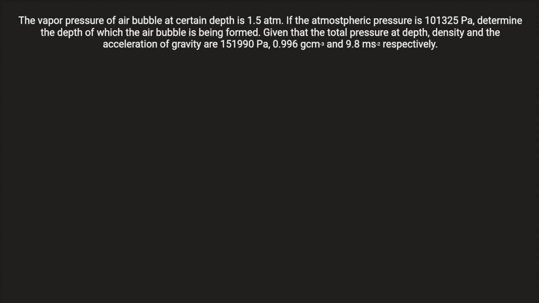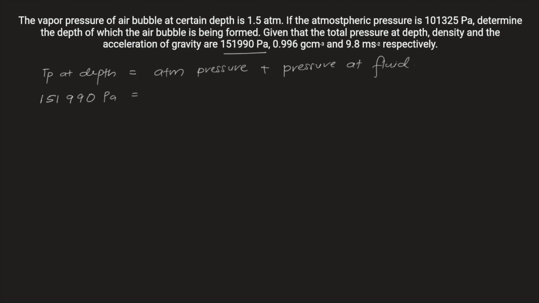Alright, if you look closely at the question, you were given the total pressure at depth. So total pressure at depth is actually equivalent to the atmospheric pressure plus pressure at fluid. So the atmospheric pressure is given in the question, and now you need to calculate what is the pressure at fluid. The total pressure at depth is given in the question, which is 151,990 Pascal, and the atmospheric pressure is 101,325 Pascal, and then the pressure at fluid is equivalent to rho g h.